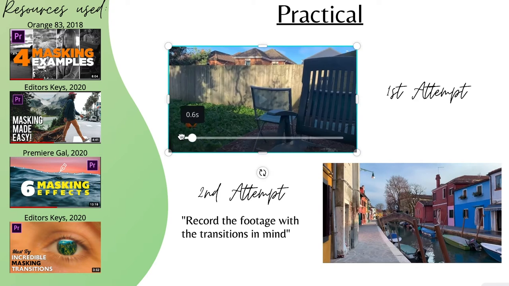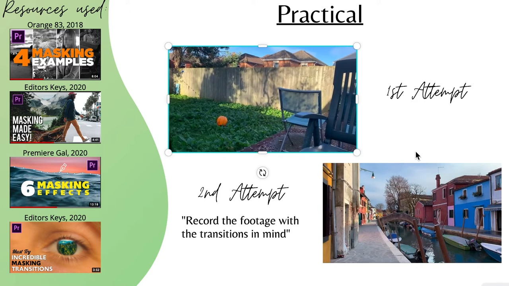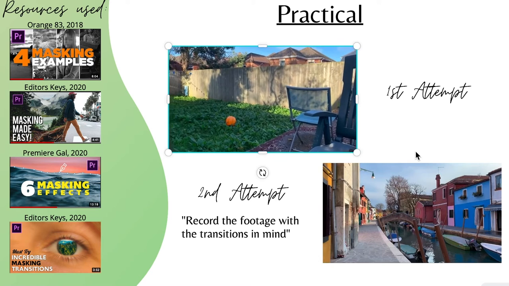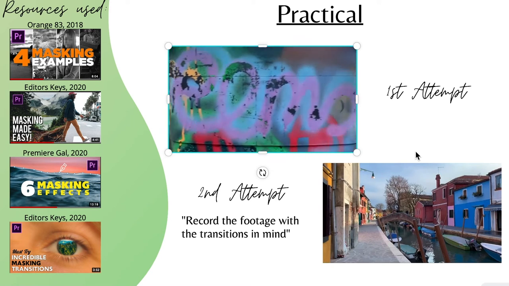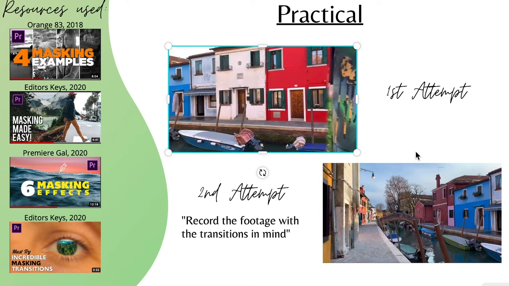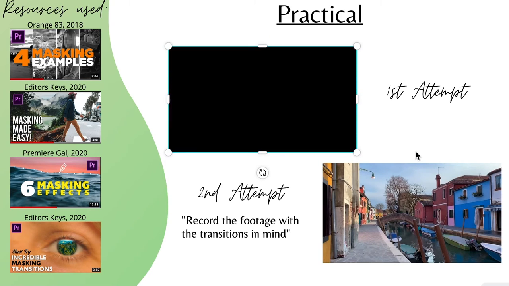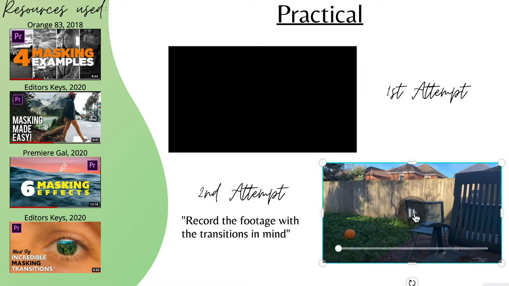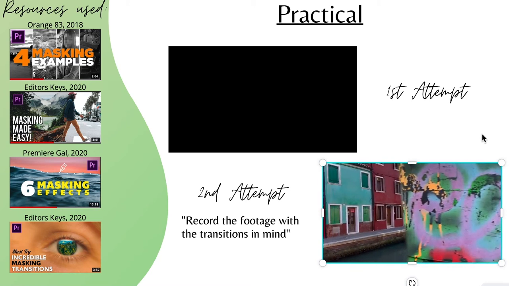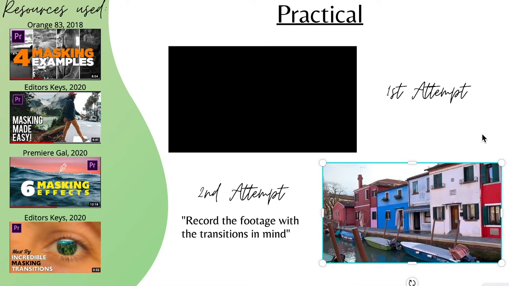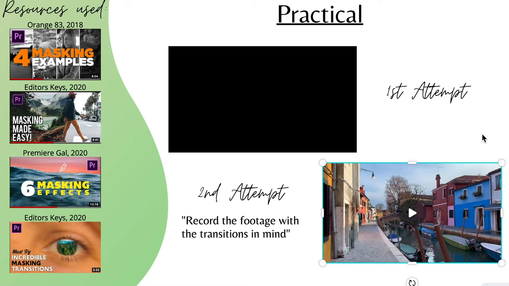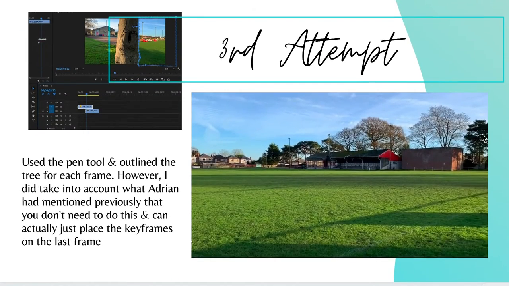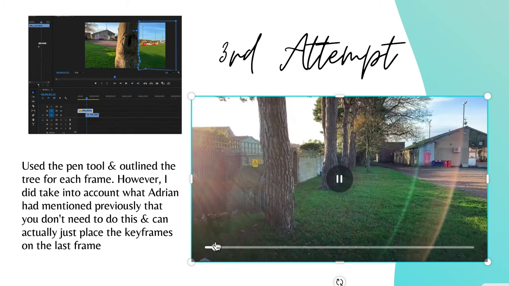For my first attempt, I did this without even looking at any of the videos. I used my previous knowledge of the pencil and keyframing to try and do it, but as you can see, it wasn't great. I feel like the keyframes need to be adjusted a bit more, as well as the feathering. My second attempt worked a little bit better, but still wasn't great. One of the videos said to record the footage with the transitions in mind, and with this video I didn't. So for my third attempt, I had this in the back of my head.